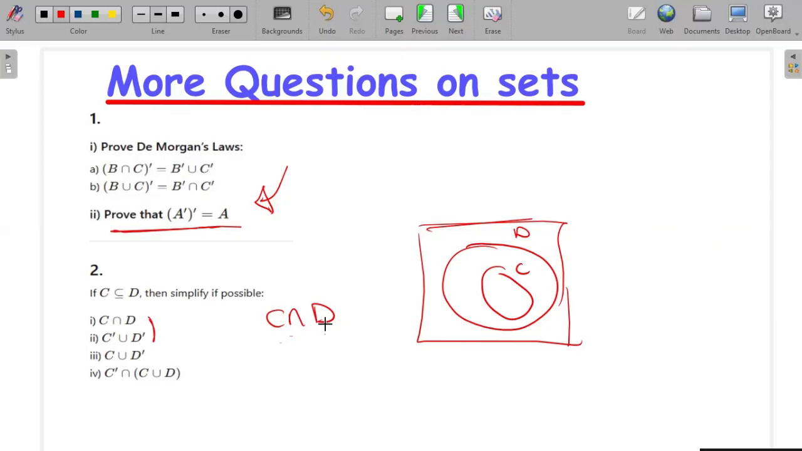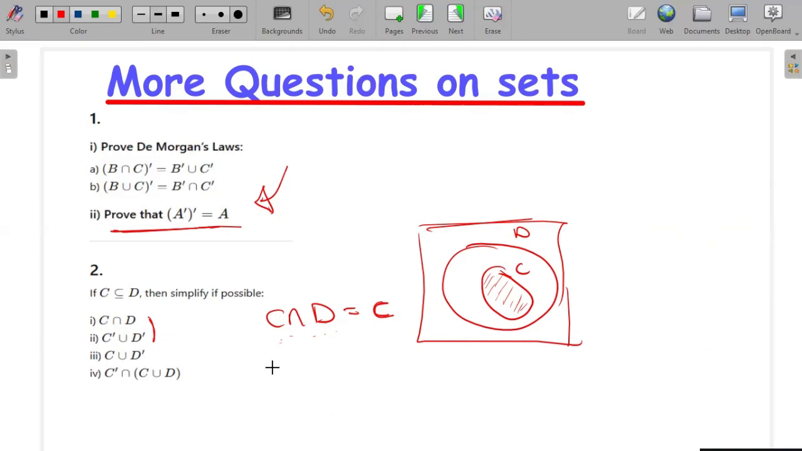So what is common here, in short, between C and D? So C is in D. So when I look at what is common, this same part here is going to be common in both of them, because D contains this part. So C intersect D just simplifies to C. That's what we get there.